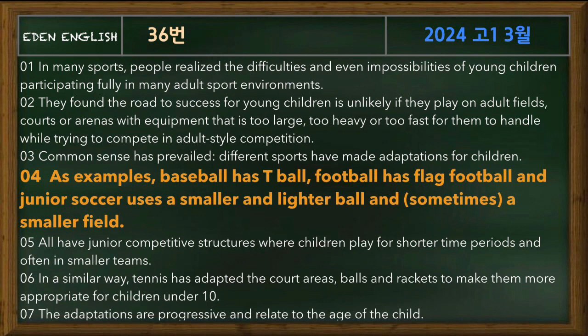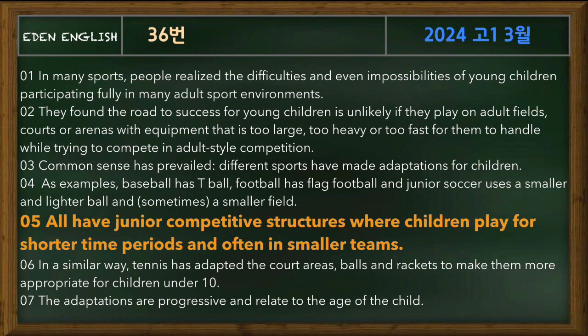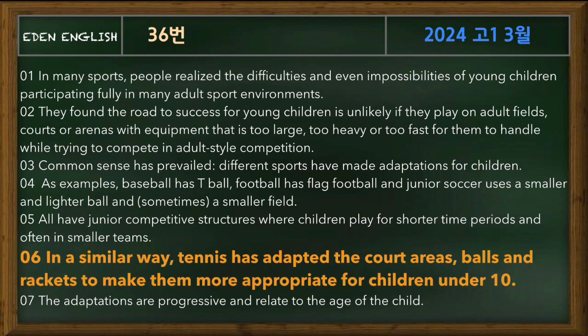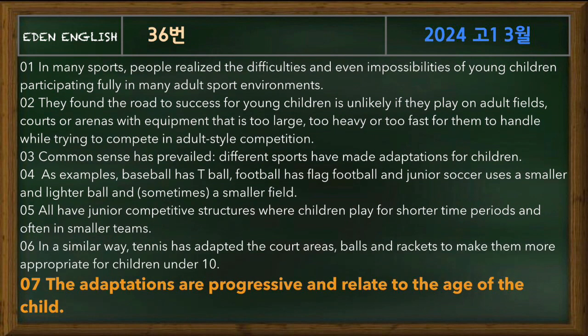As examples, baseball has t-ball, football has flag football, and junior soccer uses a smaller and lighter ball and, sometimes, a smaller field. All have junior competitive structures where children play for shorter time periods and often in smaller teams. In a similar way, tennis has adapted the court areas, balls, and rackets to make them more appropriate for children under 10. The adaptations are progressive and relate to the age of the child.